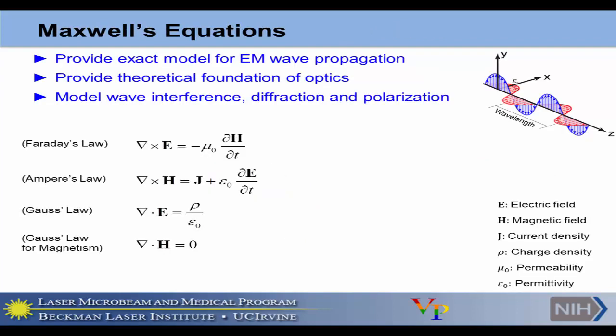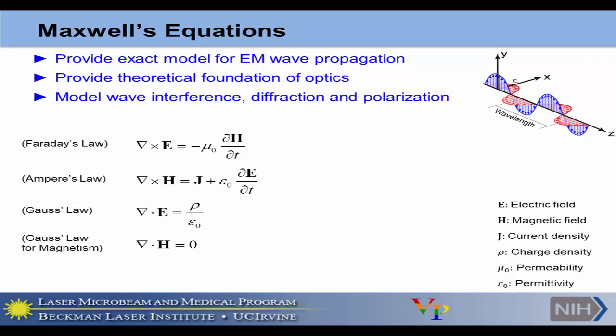And I think in an earlier lecture we talked about Maxwell's equations. So Maxwell's equations are the foundation for electromagnetic wave propagation. We can use Maxwell's equations to describe electromagnetic waves. It is a theoretical foundation, so it can model wave interference, diffraction, and polarization.